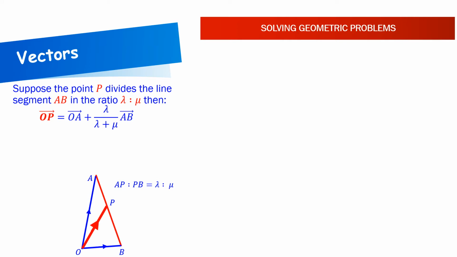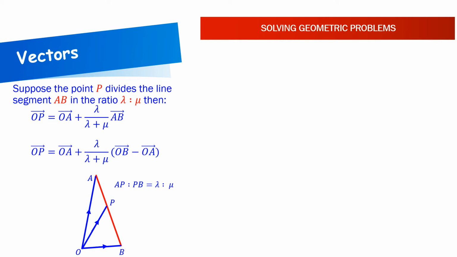Then OP equals OA plus a fraction of AB. This fraction is lambda over lambda plus mu. And then replacing AB with position vectors gives us the expression shown here. So let's apply this to an example.